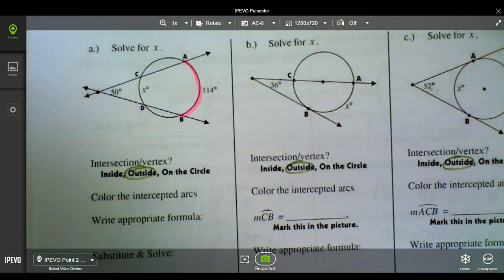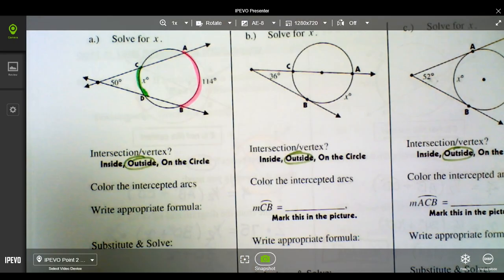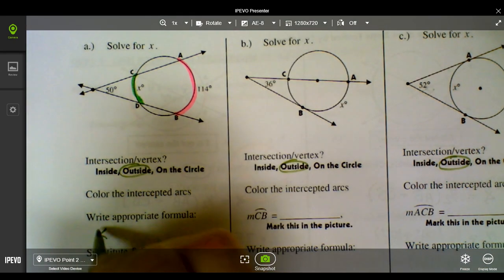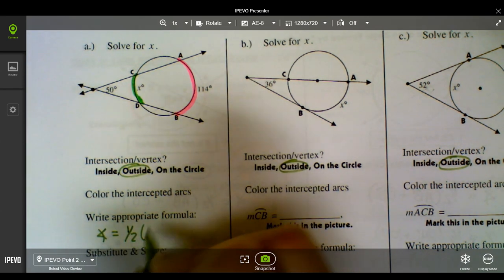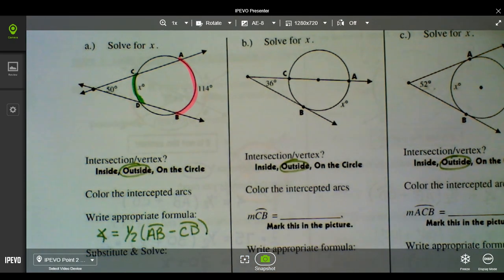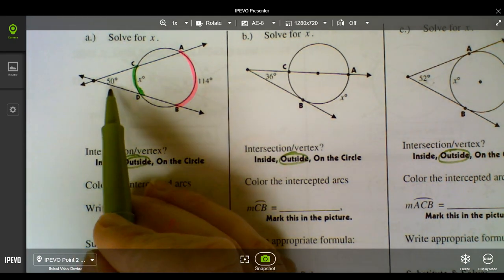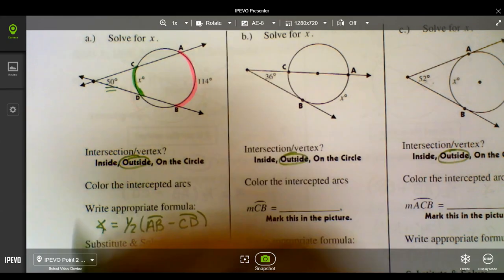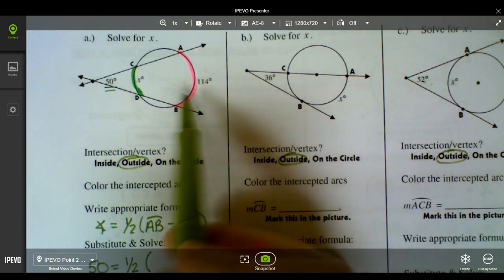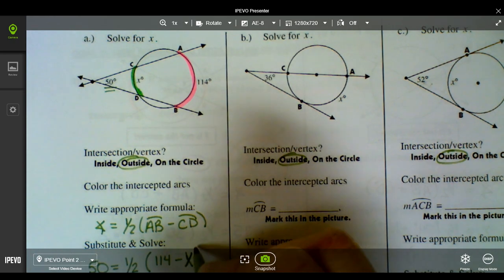I know that my bigger arc is 114. My smaller arc is just x, what we're solving for now. And write the appropriate formula. It's still the same formula, it's just now we're solving for something different. So the angle is going to equal 1/2 the bigger arc, which is AB, minus the smaller arc, which is CD, and then we're substituting it in. This is where things change a little bit. Now this angle that we were solving for, we know that one. That angle is that 50 degrees up here. So we have 50 equals 1/2 times 114 minus x over here.